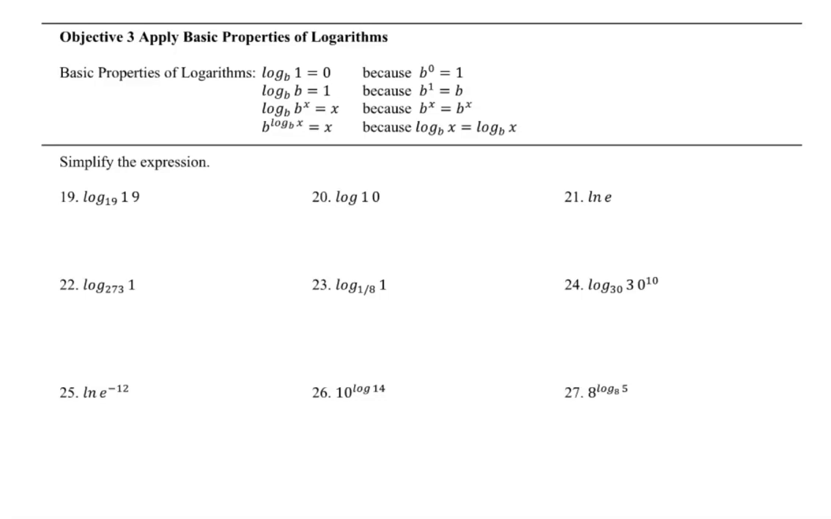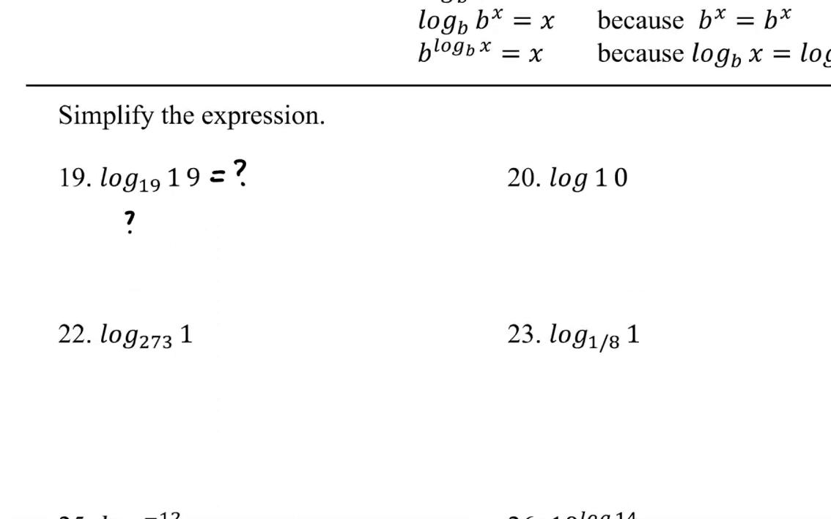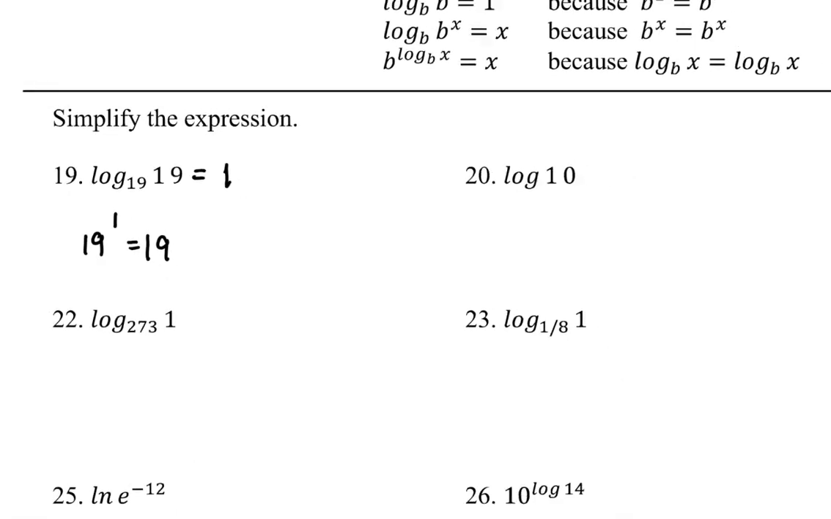So in number 19, we are looking for log base 19 of 19. Whatever the answer to that is what the exponent is that goes on 19 in order to get 19. But the exponent that goes on 19 to get 19 is 1. And so log base 19 of 19 is equal to 1. In example 20, we have log of 10. We have to know that log is the same thing as log base 10 of 10. So this is asking us to find the exponent that goes on the base of 10 in order to be equal to the 10 that was plugged on to the inside of the logarithm. And that exponent has to be 1.